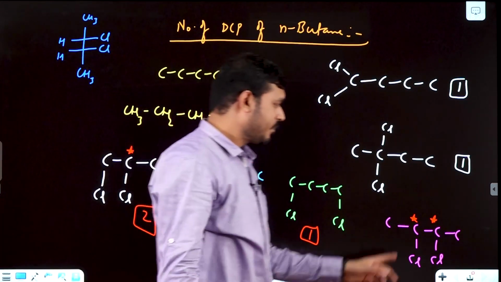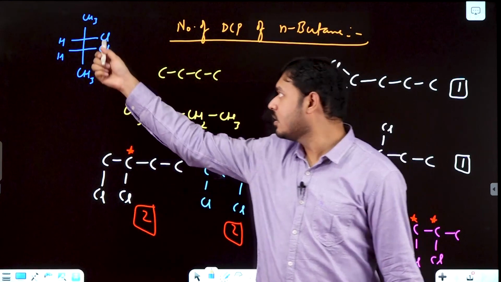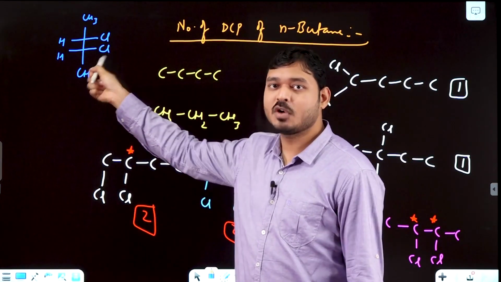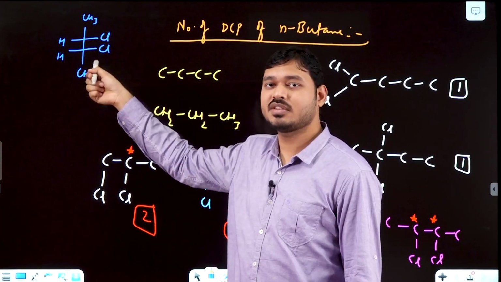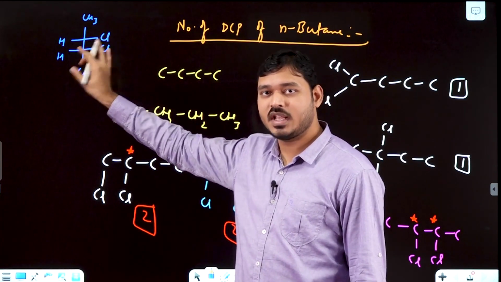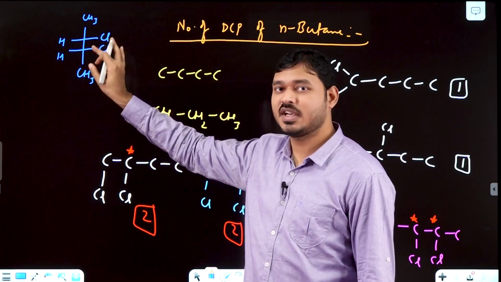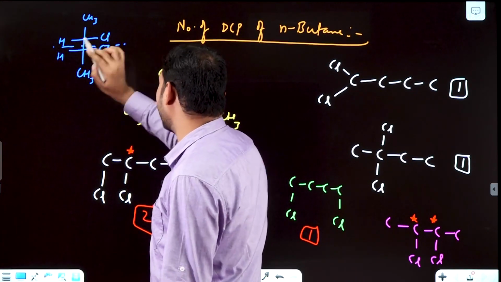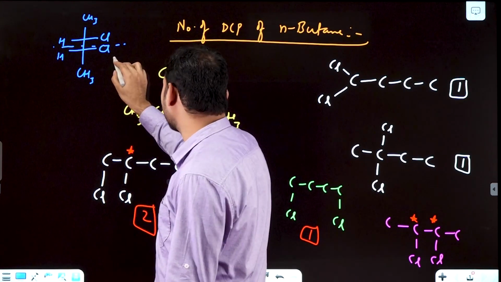If you remember, this can be drawn like this, 2,3-dichlorobutane. Now when you say meso part, it means both the chlorines are on the same side. Then this particular isomer will be optically inactive due to internal compensation. It is a meso compound. So one case like this, one possibility.